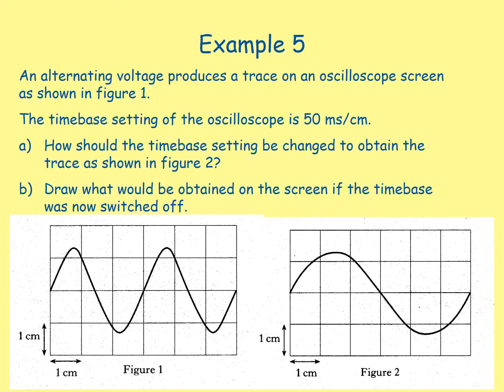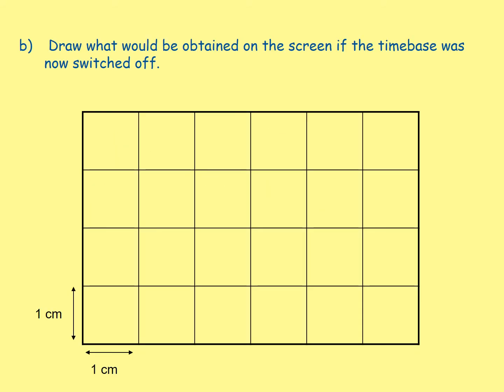For part B, we need to draw what would be obtained on the screen if we turn the time base off completely. Here we have our oscilloscope screen, and if we think about the time base being switched off, we will have no right to left movement, but we will still have vertical movement. So our line just looks like a vertical line, still reaching the peak and trough that it did in our initial example where the time base was switched on.